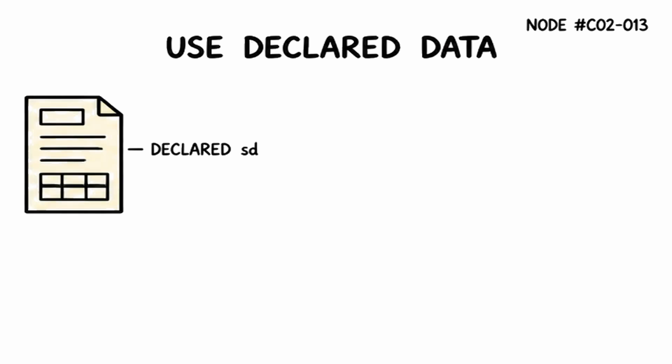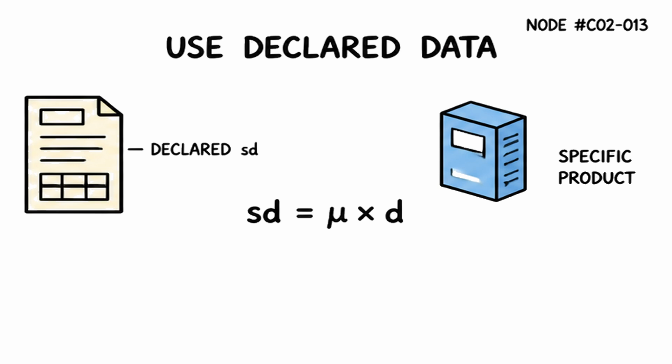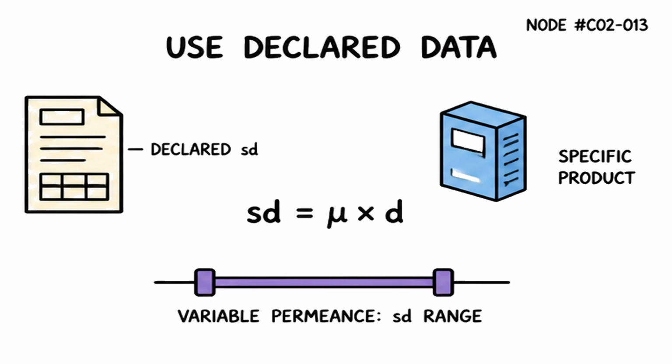For real projects, use declared product data. Manufacturer SD values, or values calculated from declared mu and thickness, apply to specific products. Variable permeance products may declare SD as a range, not a single number.